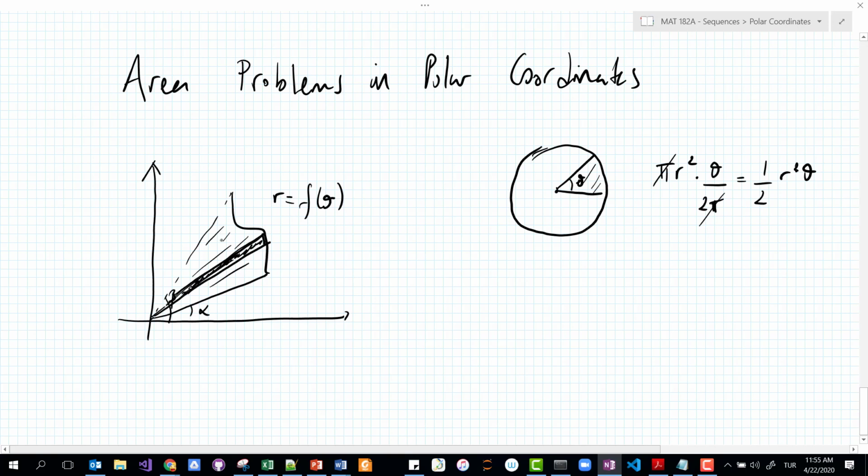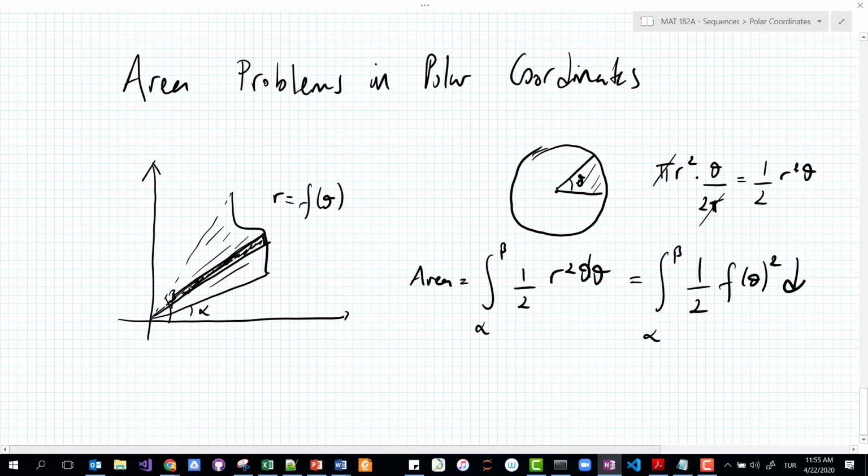And I can continue doing this between alpha and beta. But to calculate the whole area, I need to use infinitely many small sectors. That's why I need an integral, as you remember from the Riemann sum. The area problem turns into this formula: the integral from alpha to beta of 1 over 2 r squared d theta. Here r is my function, so when you find the area in polar coordinates, the formula to use is the integral of 1 over 2 f of theta squared d theta.